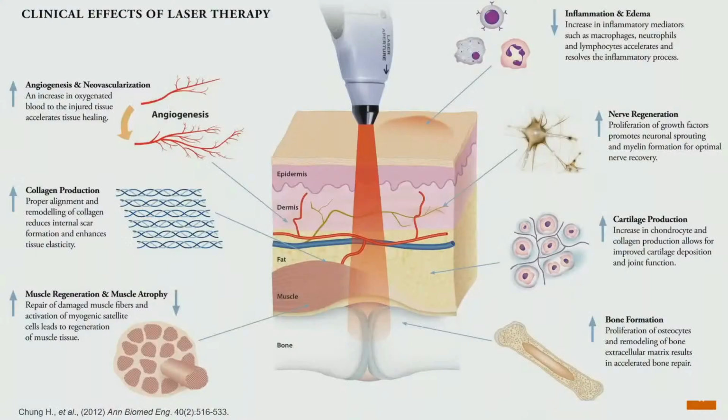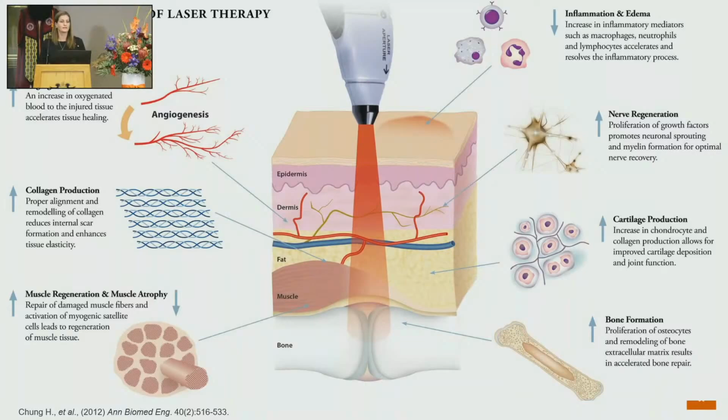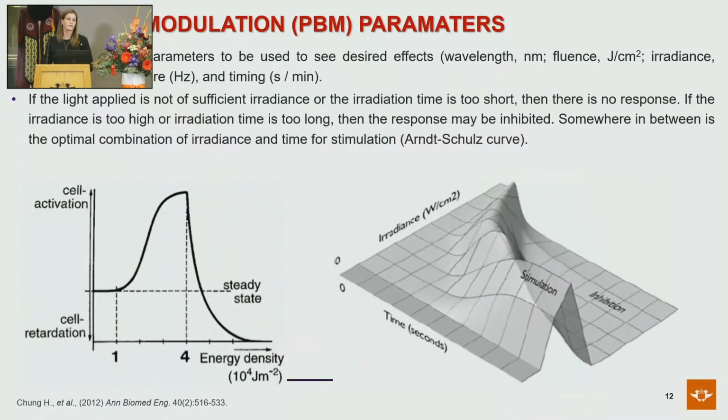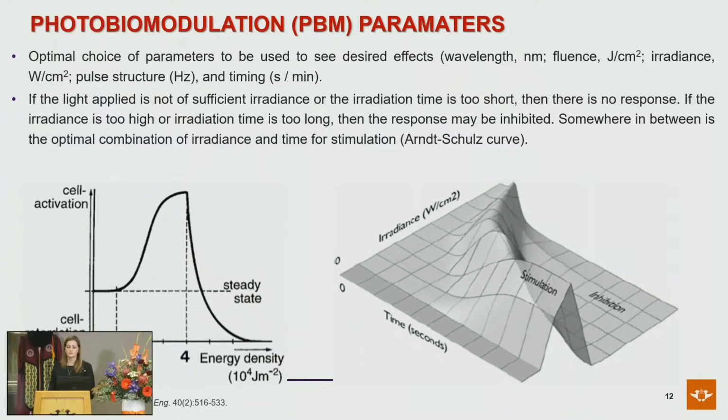All these mechanisms lead to downstream intracellular effects, leading to gene transcription or activation of genes leading to protein synthesis. There is also increased production of essential cytokines and growth factors. Some of the clinical effects which have been observed in response to PBM include increased angiogenesis and neovascularization, which is the formation of new blood vessels, increased collagen production, increased muscle regeneration and decreased muscle atrophy, which is the wasting away of muscles, decreased inflammation and edema, which is swelling in tissues, increased nerve regeneration, cartilage production, and increased bone formation. So there's an increase in a range of various tissue types, and there's also an analgesic effect, which causes a decrease in pain.